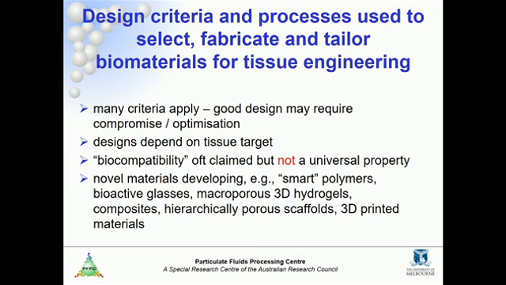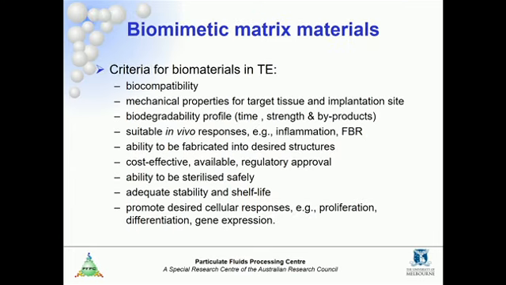So people are developing things like smart polymers that respond to their environment, they change in some way. Bioactive glasses, these are materials that will bond very well with bone, so they're good for healing in bones. Porous hydrogels, macroporous 3D hydrogels, I'll show you some of those. Composite materials with multiple functionality, hierarchically porous materials with different sized pores, and of course 3D printed materials are becoming more significant in this field. So lots of developments. We need a strategy of how we're going to pick what we want to use.